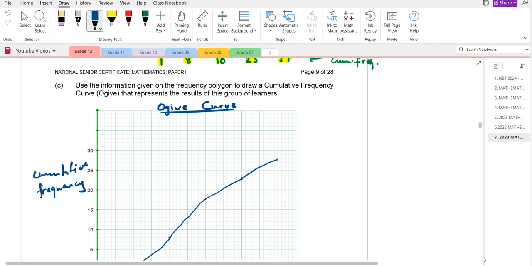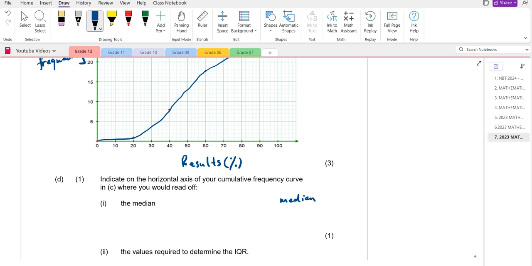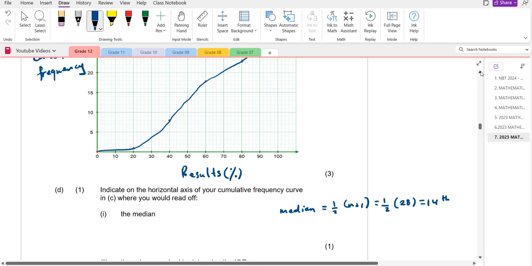Now let's solve the next problem. Indicate on the horizontal axis of your cumulative frequency curve in C where you would read off the median. First we need the median position. Median position is half into n plus 1. So it's half into, what's n? N is 27. So half into 28 is the 14th position, which is the median. Now the 14th position matches up here.